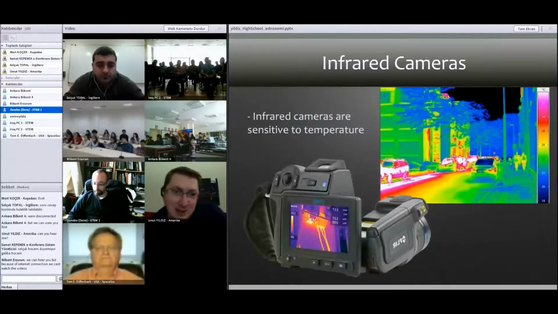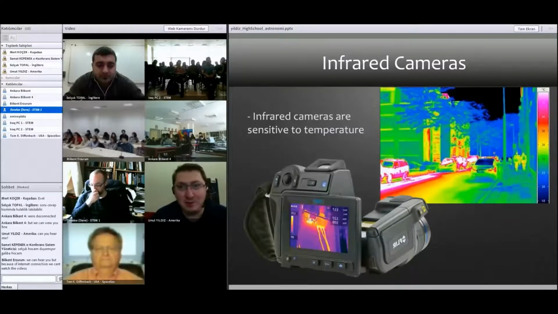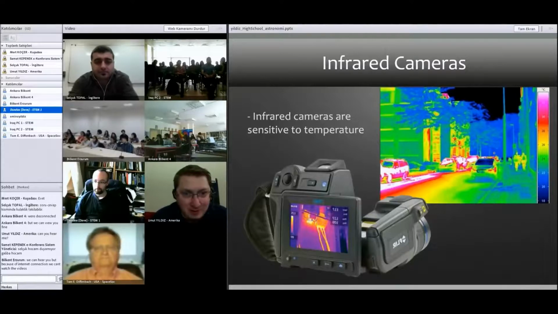But the thing is, we are not only using optical telescopes. We are also using different types of telescopes, and we put different types of instruments on the telescopes. For example, infrared. Have you ever heard of infrared? Anybody know infrared?